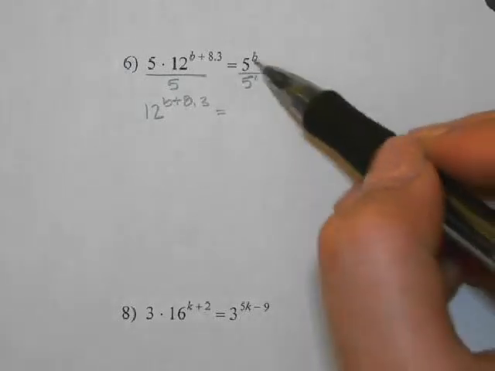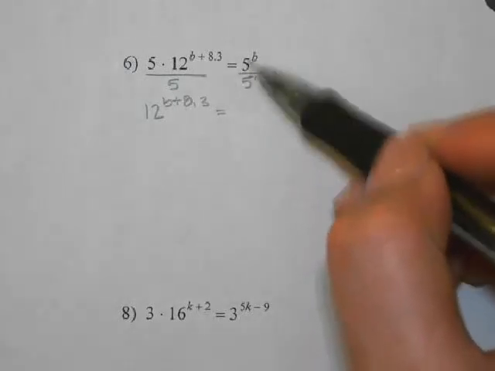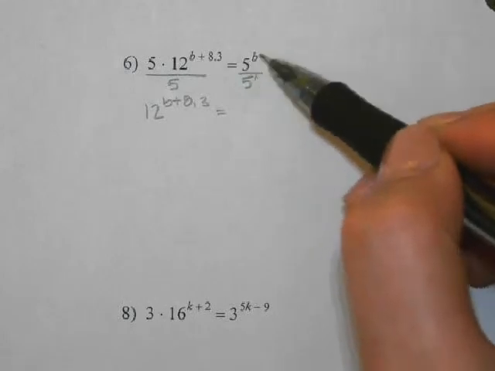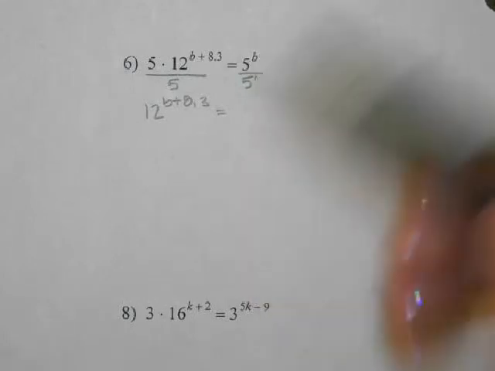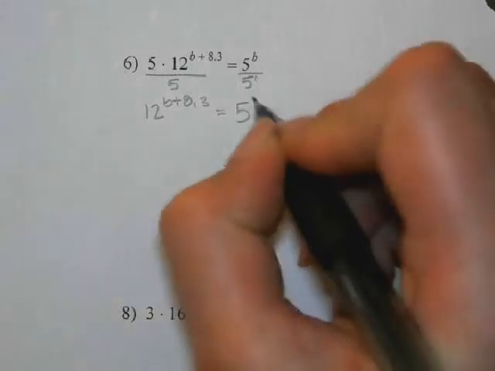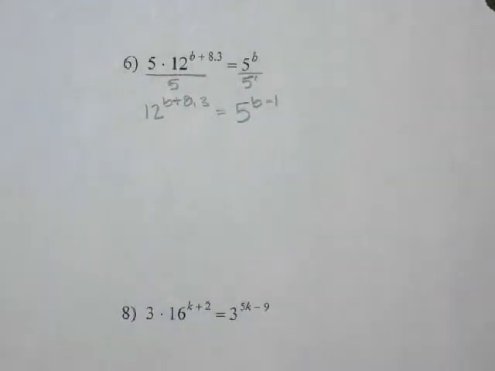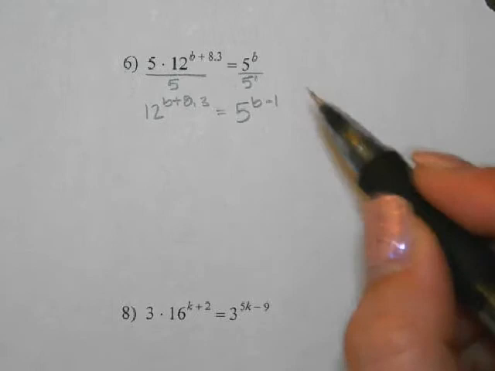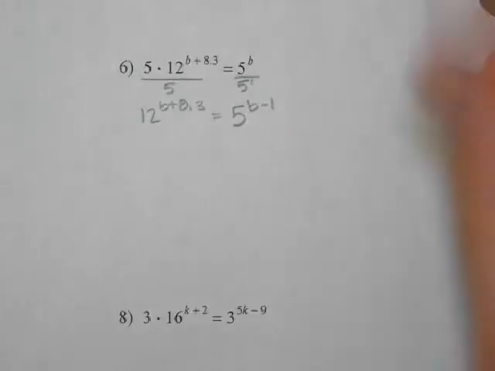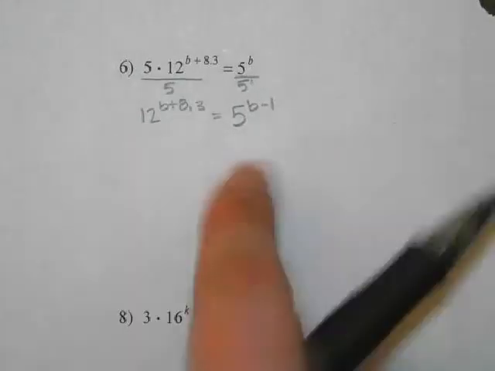How do you combine bases? So we know it's the same, so we can combine them. How do you combine your exponents? You subtract them. So this is 5 to the b minus 1. Okay, so I'm not going to do any more of number 6. I'm going to leave it just like that. But now we have it, so we've got bases on each side.